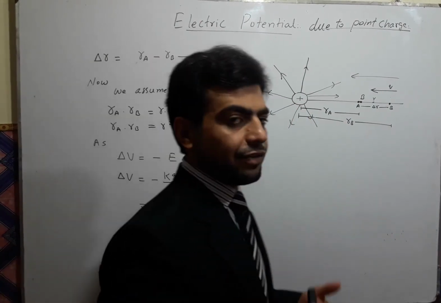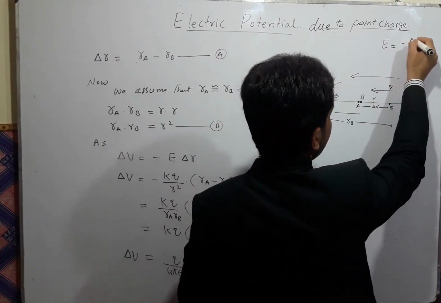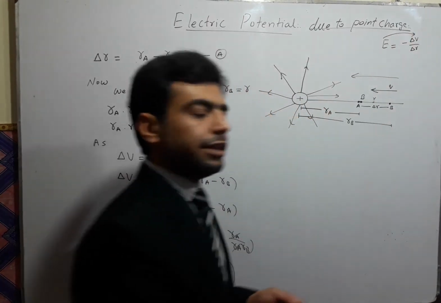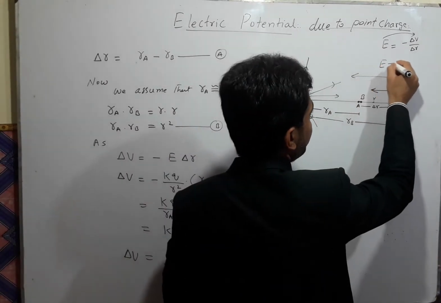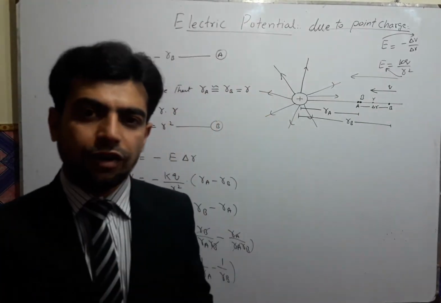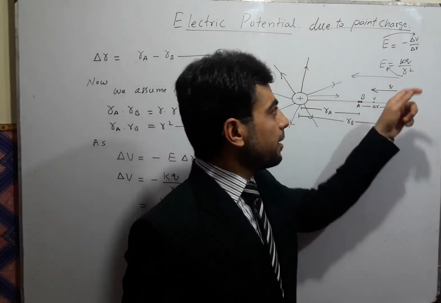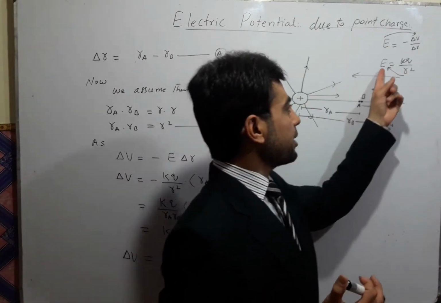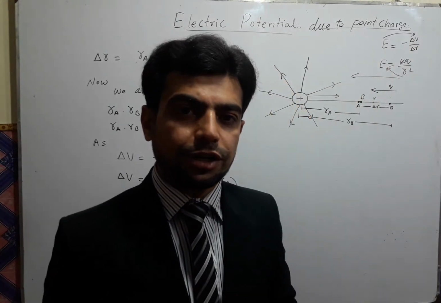Electric field intensity always decreases. So if electric field intensity decreases, then E is equal to minus del V over del R, and the electric potential must also decrease. The formula for electric field intensity is kq over r square, so r square is inversely proportional to electric field intensity. When we move away from the charge, the electric field intensity will always decrease. So if electric field intensity decreases, then electric potential must always decrease.